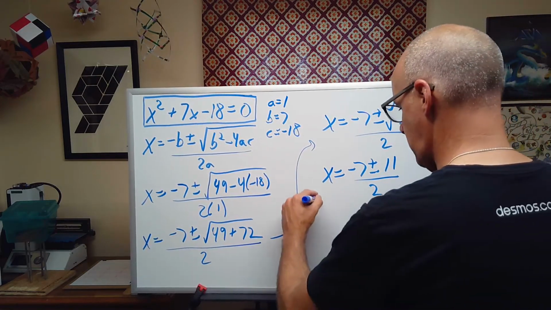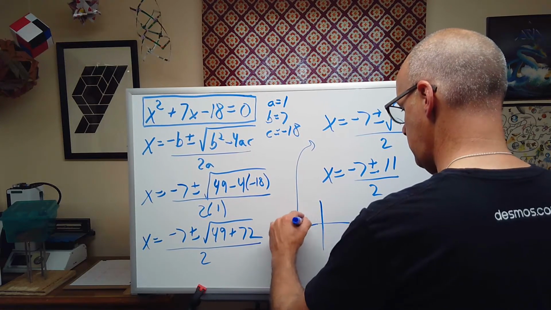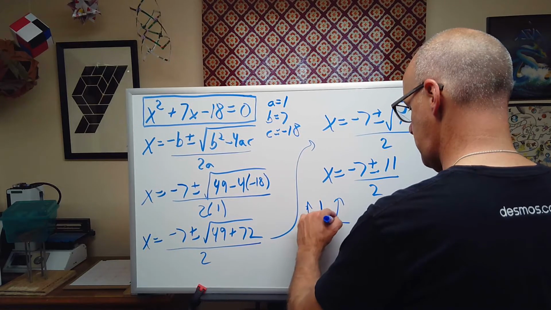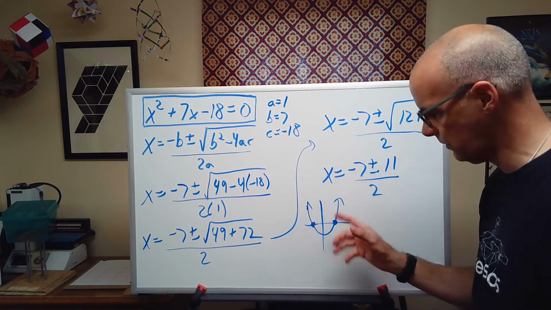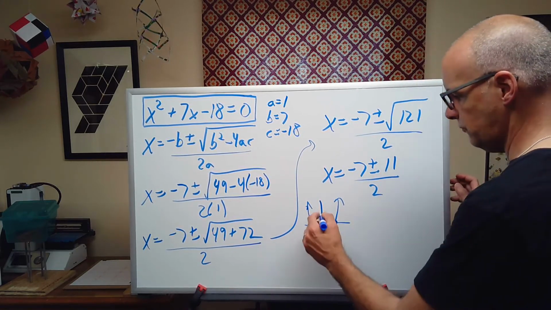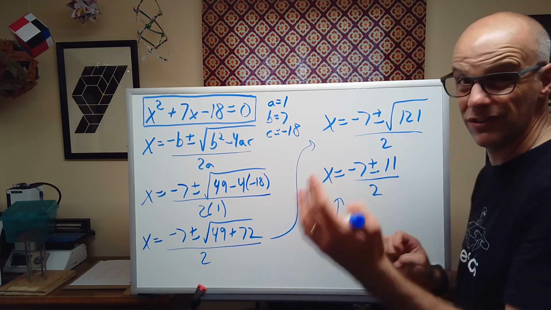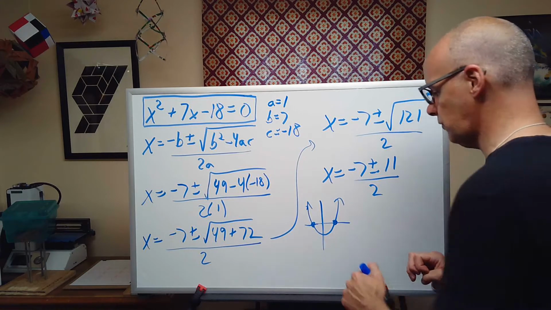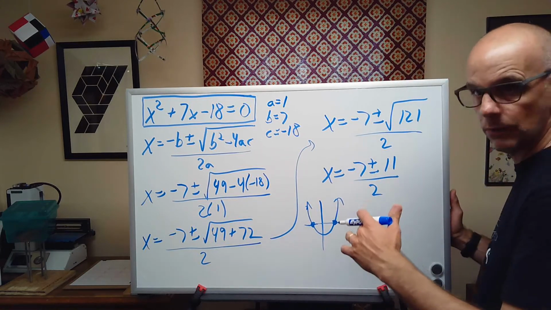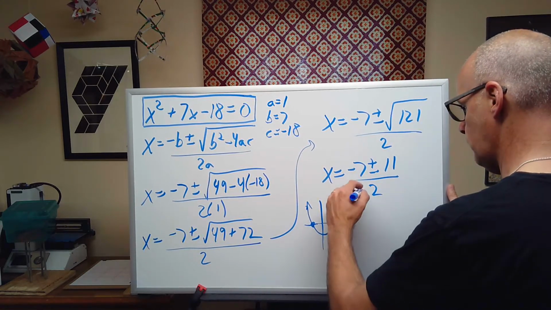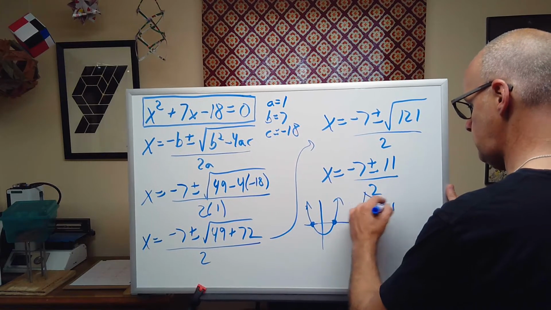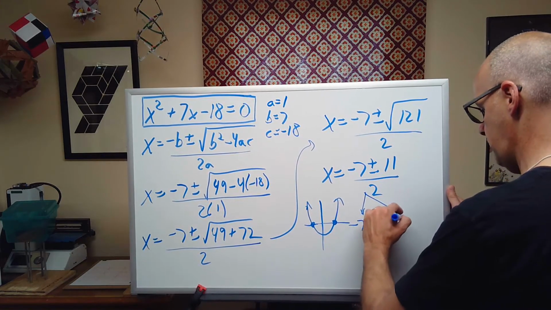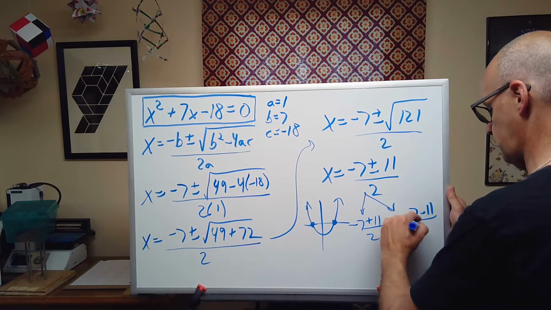Parabola, let's go back to the graph. A typical parabola has two roots, two x-intercepts, right? Crosses at two places. And that sort of accounts for this plus or minus. And also the fact that when you take a square root of a number, remember there's always a positive and a negative square root for every positive number, right? Two roots. So we're going to split this out. And we're going to do negative 7 plus 11 over 2 and negative 7 minus 11 over 2.